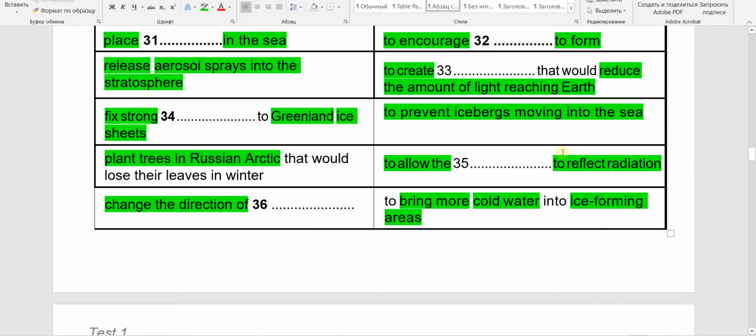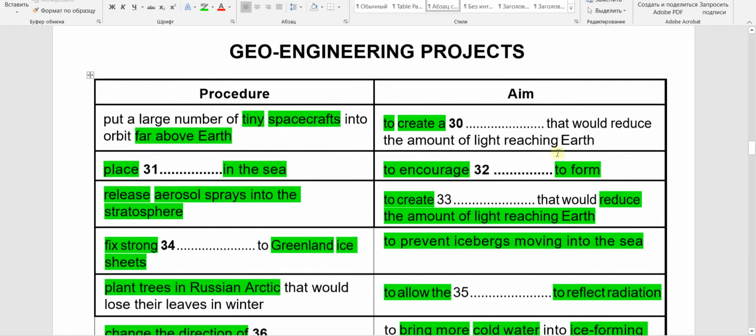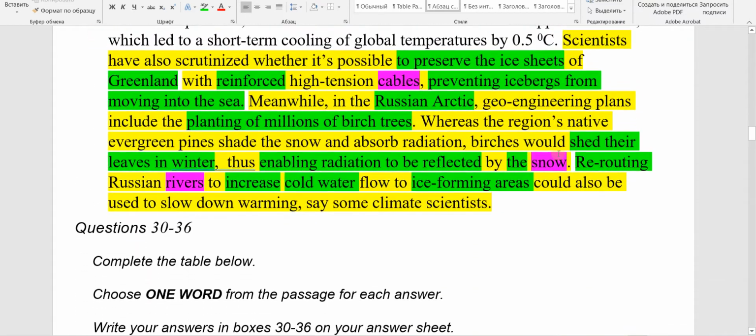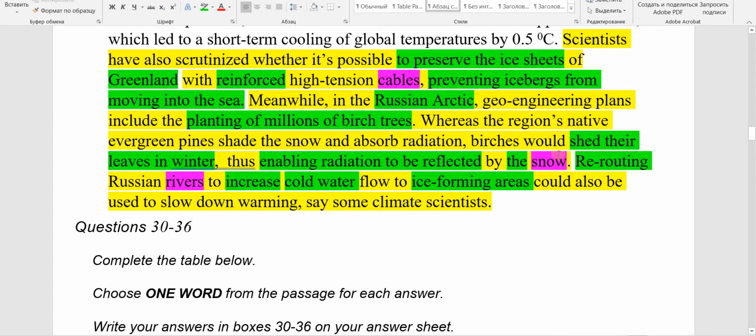Let's go to our question 35. Plant trees in Russian Arctic that would lose their leaves in winter to allow the gaps to reflect radiation. So, according to this table, we need to find out information about planting trees in Russian Arctic. So let's go to our D paragraph, and at the end of this paragraph, the author again argues from here.